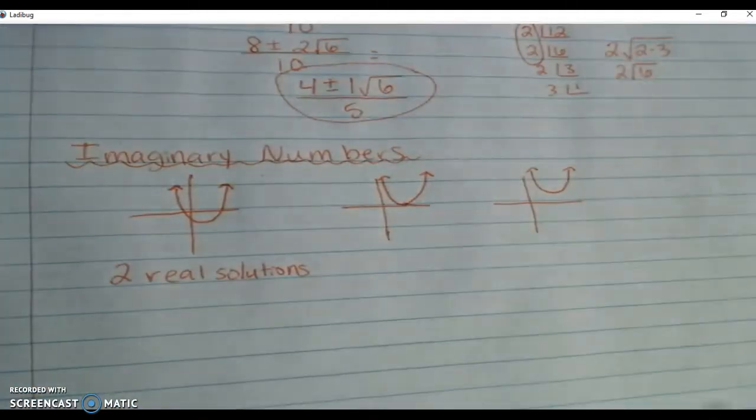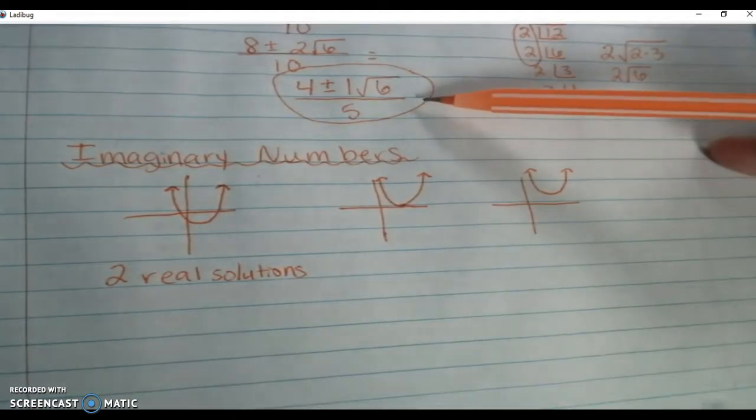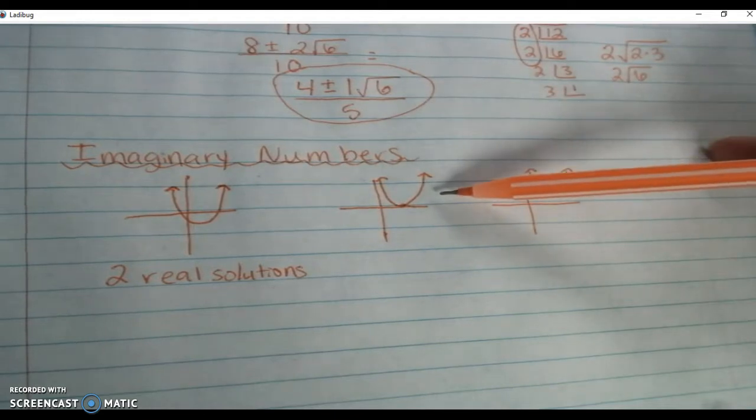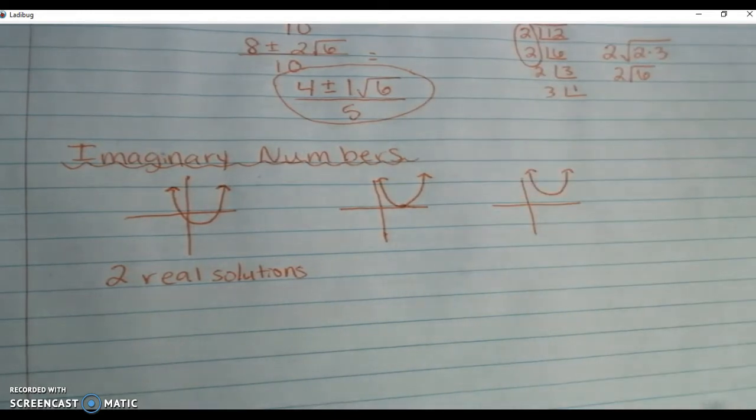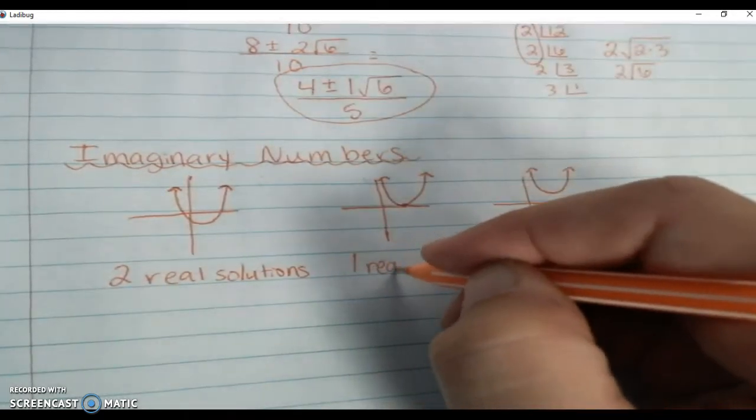Okay. So they might be 3 and 5. Or they might be square root of 2 and negative square root of 2. Or whatever. So they don't necessarily have to be whole numbers, but they are real numbers. Like the answer that we got right here is a real answer. How about this second one? How many times does it cross the x-axis? 1. So this one has 1 real solution.